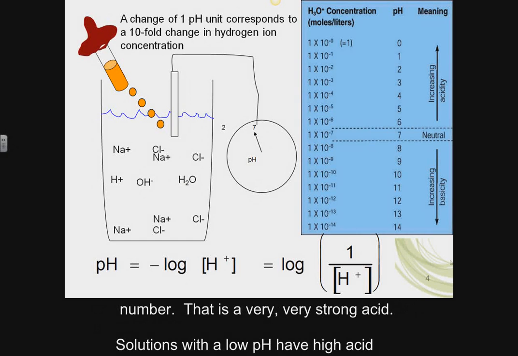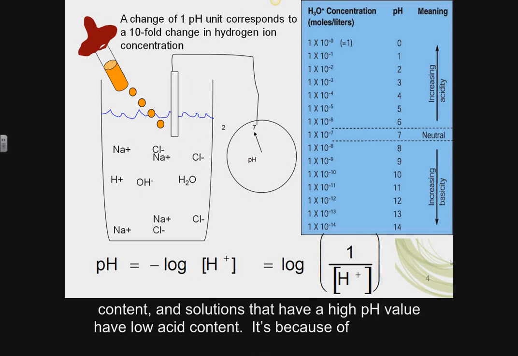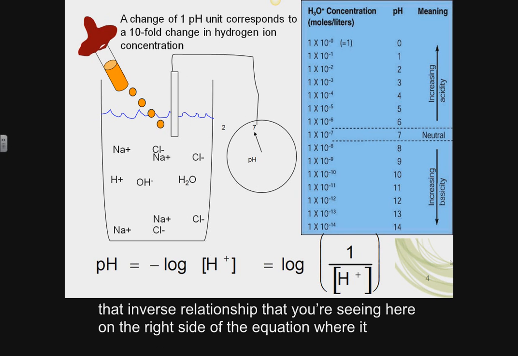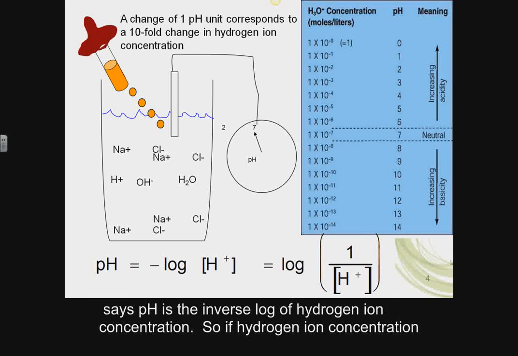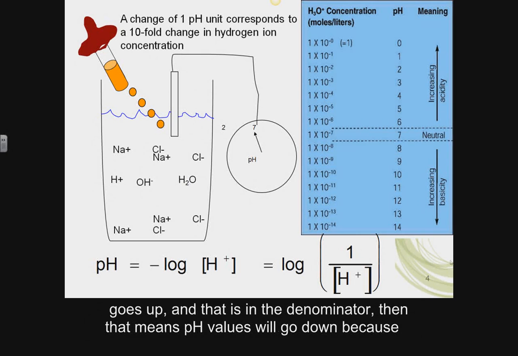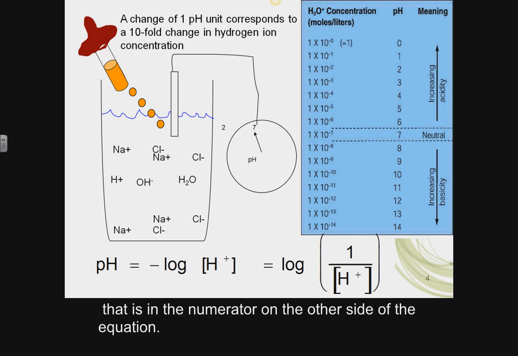Solutions with a low pH have high acid content, and solutions that have a high pH value have low acid content. It's because of that inverse relationship that you're seeing here on the right side of the equation, where it says pH is the inverse log of hydrogen ion concentration. So if hydrogen ion concentration goes up, that is in the denominator, then that means pH values will go down because that is in the numerator on the other side of the equation.